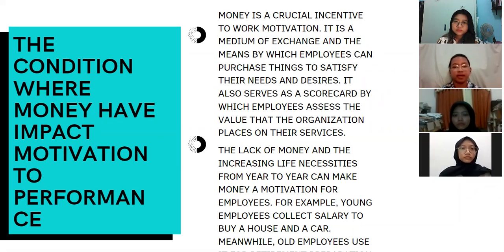The lack of money and the increasing life necessities from year to year can make money a motivation for employees. For example, young employees collect salary to buy a house and a car. Meanwhile, old employees use it for retirement.